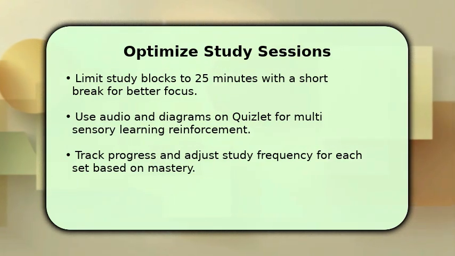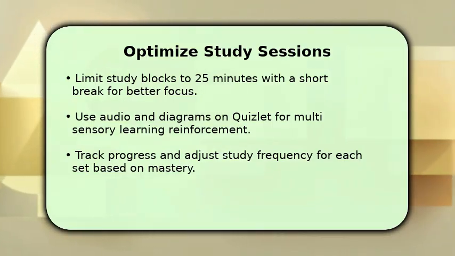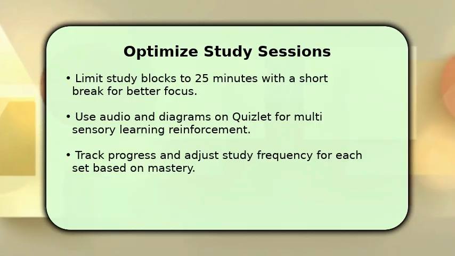Add audio and diagrams to cards to engage visual and auditory memory channels for deeper encoding. Prioritize cards you miss and reduce repeats for mastered items using spaced review settings. Simulate test conditions occasionally by timing yourself and avoiding hints so you measure true recall rather than recognition.